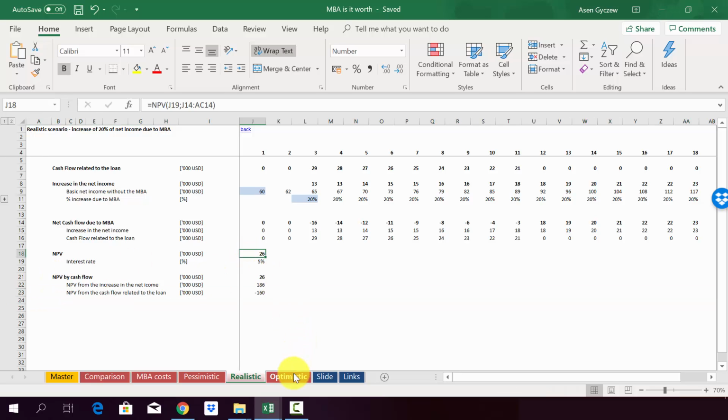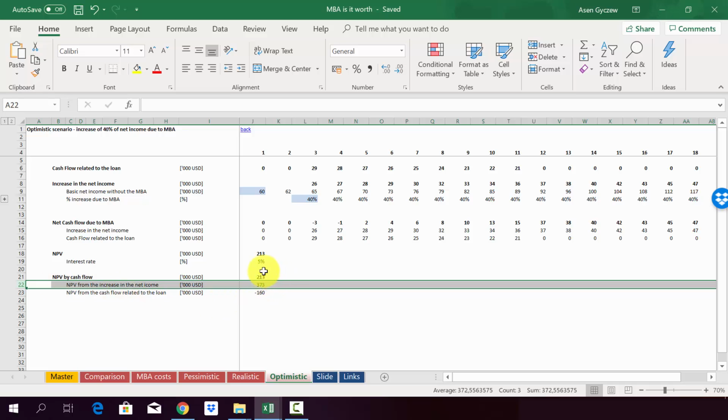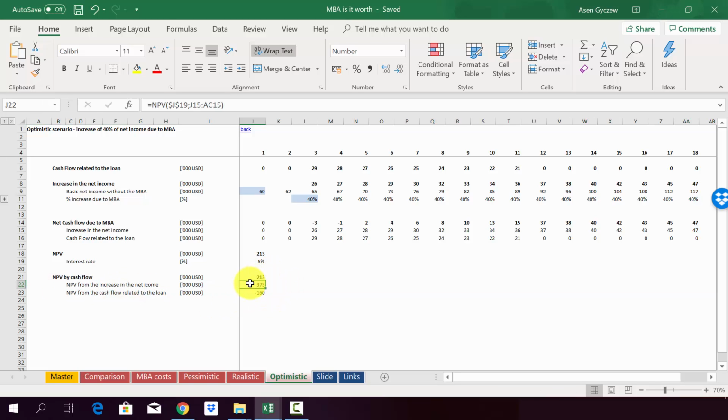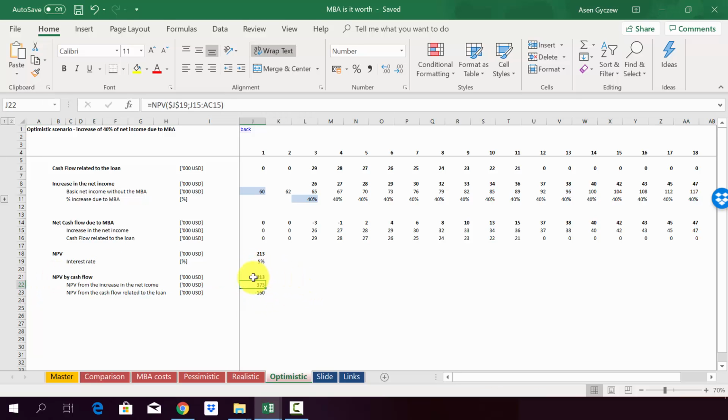So in the case of optimistic, obviously, it is even better. Here, we also observe that we actually are very fast reaching positive cash flow per year. So already in year 5, we have slight positive cash flow of 2K per year and the NPV has increased to 213,000. And again, it is due to the fact that each and every year we have much higher cash flows and we are able to generate in total, when we look from the perspective of the NPV, 373,000 in additional net income due to the MBA. Obviously, this is due to the fact that here we assumed a huge spike in our salary of 40%.